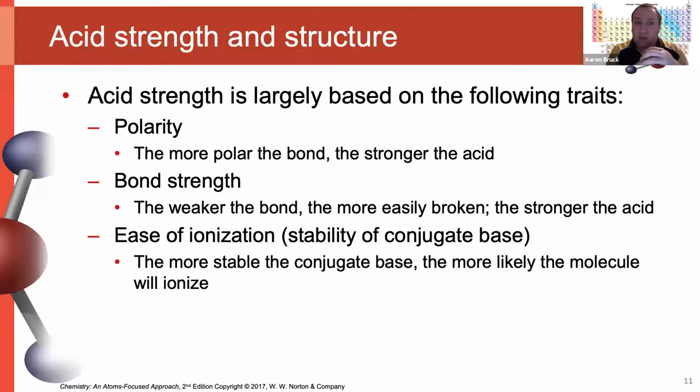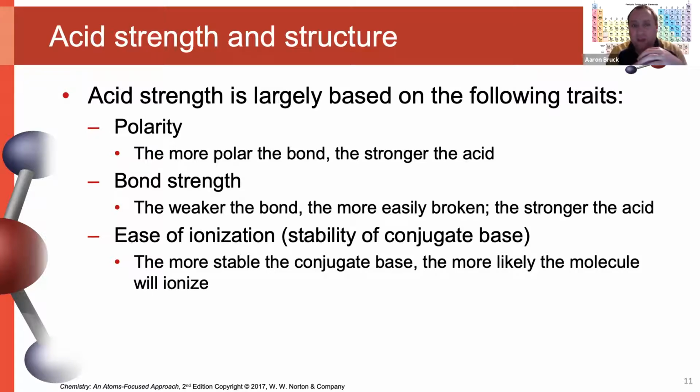Bond strength: the weaker the bond. So we've got an OH bond there. Not all OH bonds are created equal. Yes, we give you an average bond energy, but some of those bond energies are impacted by other things that are going on inside the molecule. The weaker this bond is, the easier it is to break, and the stronger the acid will be.